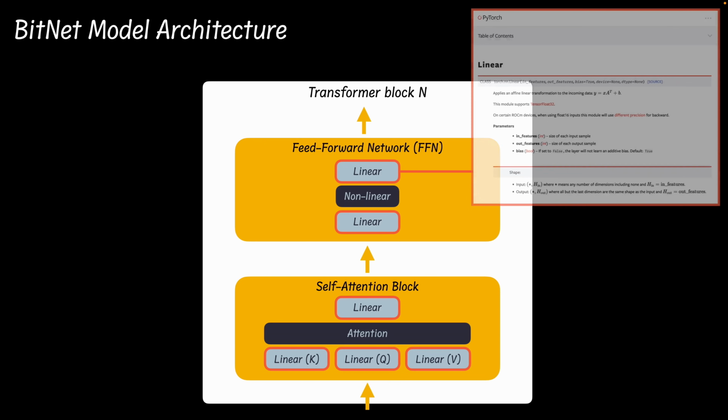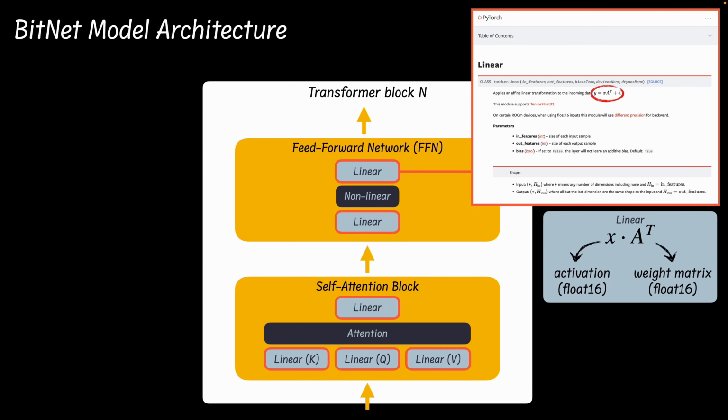In PyTorch, these are simple torch.nn.Linear objects that multiply an activation x by a weight matrix A and optionally add a weight vector or bias B. In modern LLMs, the bias B is usually omitted, so a linear layer is literally just a single matrix multiplication in float16 precision.